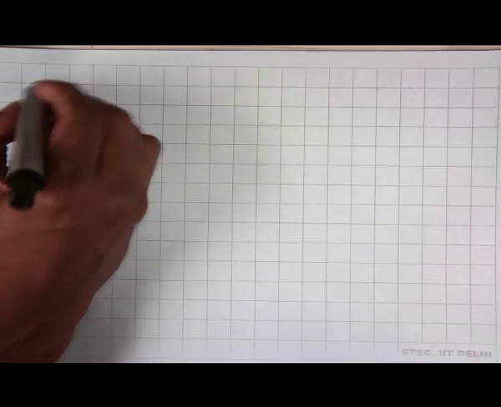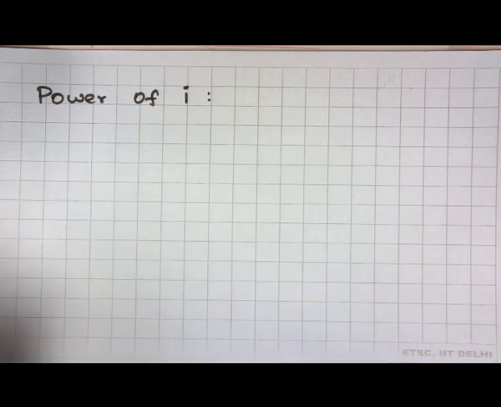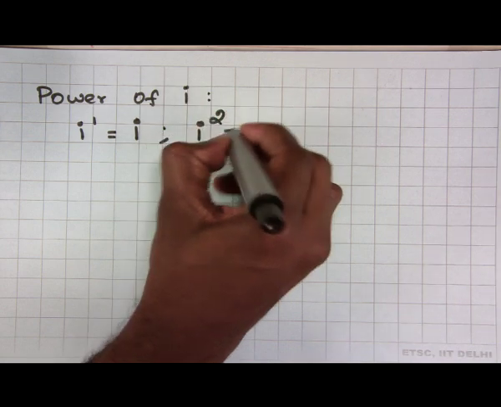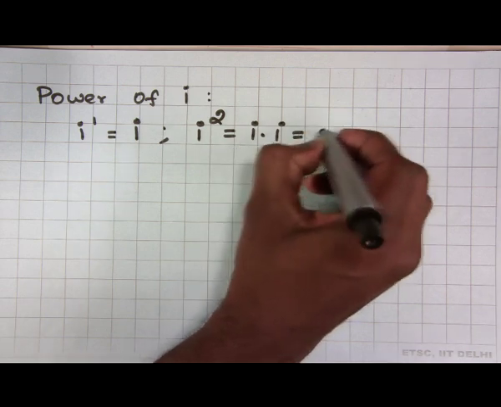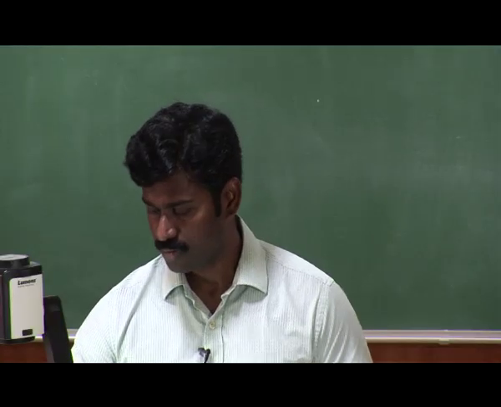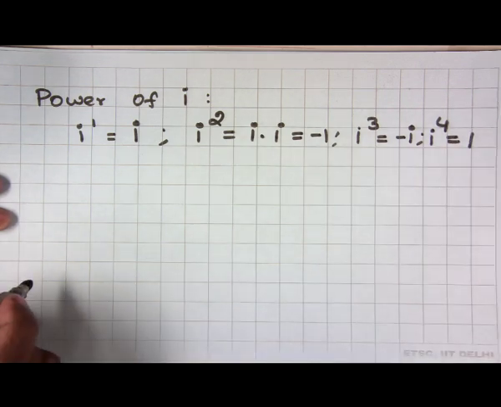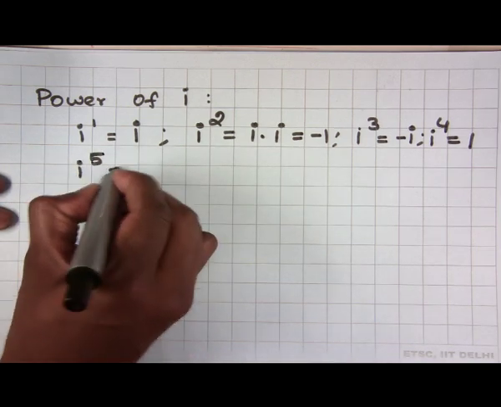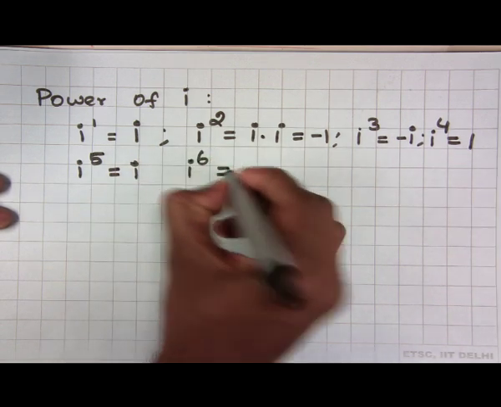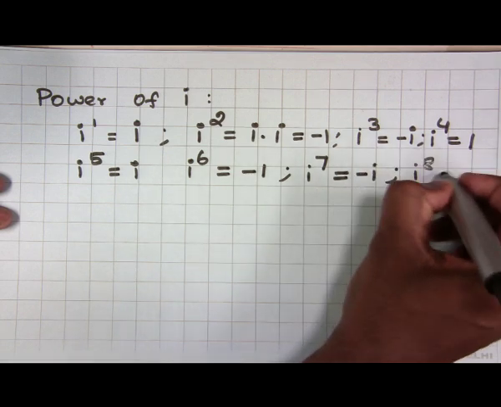Now, let us calculate the powers of I. When we consider I power 1, it is obviously I itself, and I square is minus 1, and I cube can be written as I square multiplied by I, which is minus I, and I to the power 4 we get 1. Okay. Now, we can increase the power. I to the power 5 can be factored as I to the power 4 times I, which gives I again, and I to the power 6 we get minus 1, I to the power 7 is minus I, I to the power 8 we get 1.